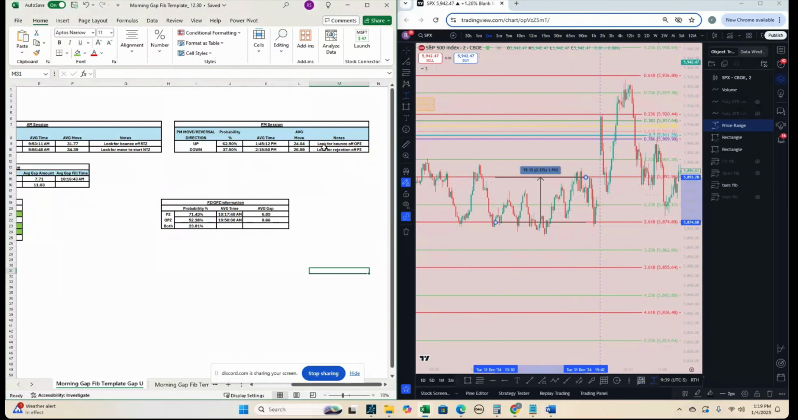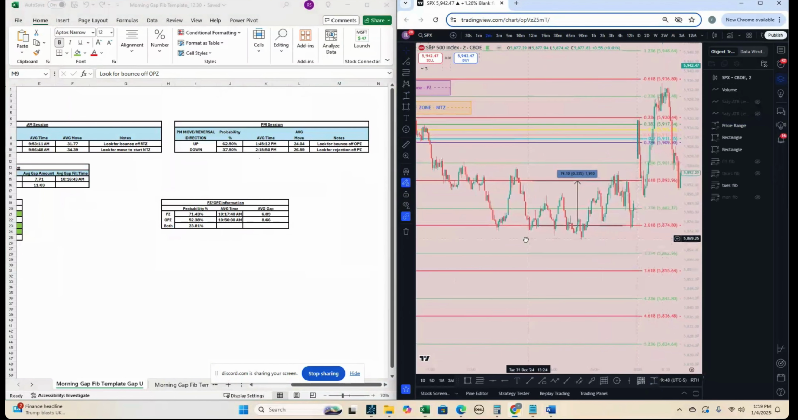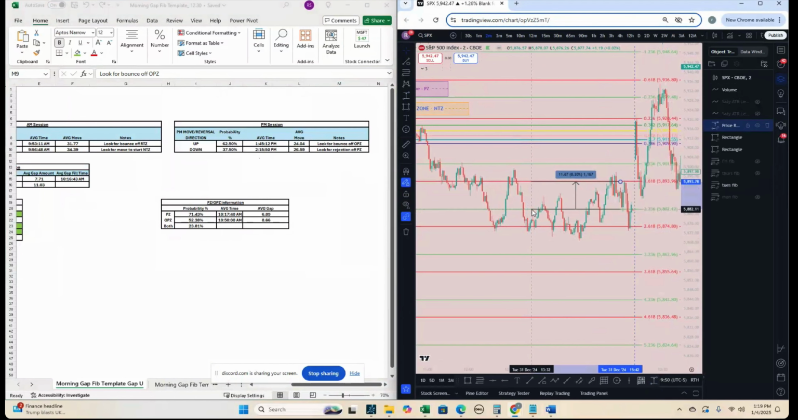19 points. And it's already telling you if we're going to move up, which we do 62% of the time, we're typically going to move up off of OPZ. Now OPZ can be any one of these, right? So here, this is all considered OPZ. Each one of these lines.